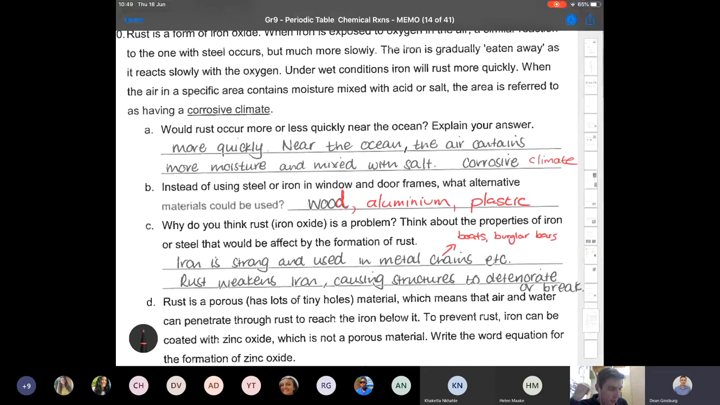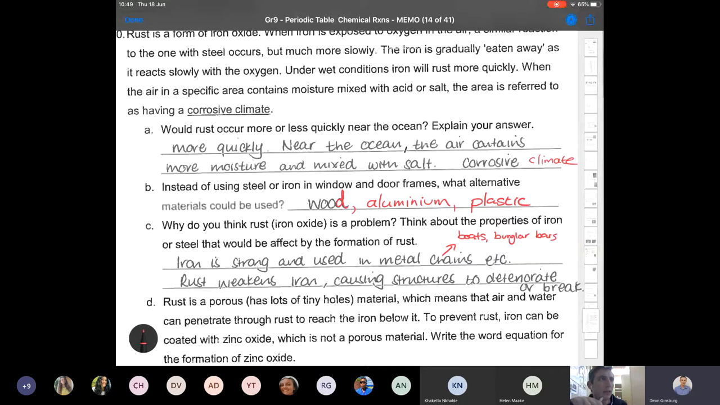So to prevent rust, iron can be coated with zinc oxide, which is not a porous material. So what they're basically saying is if you took a piece of iron and dipped it in zinc oxide, it would be smooth and it would stop. Often, for example, carports and cars and trailers are made out of steel, but then they spray on zinc oxide so that the steel is coated and it stops it from rusting. So it's got a protective coating.